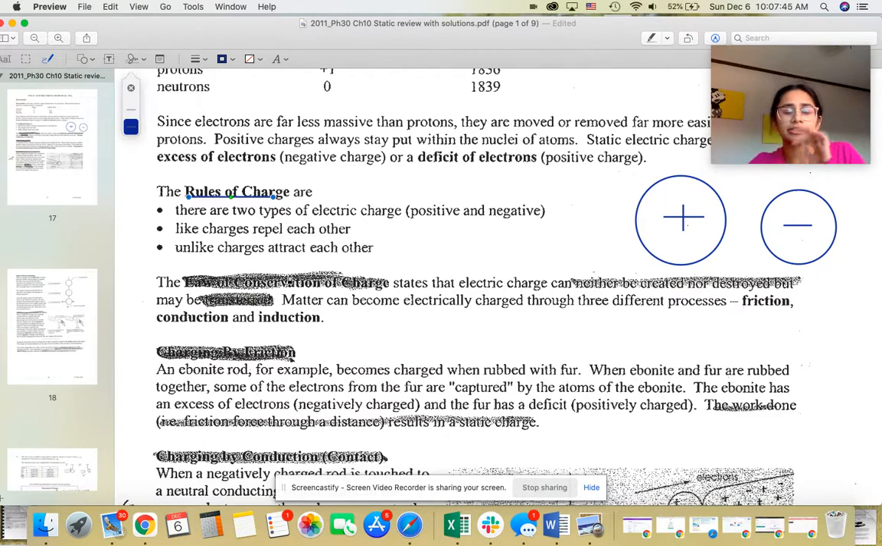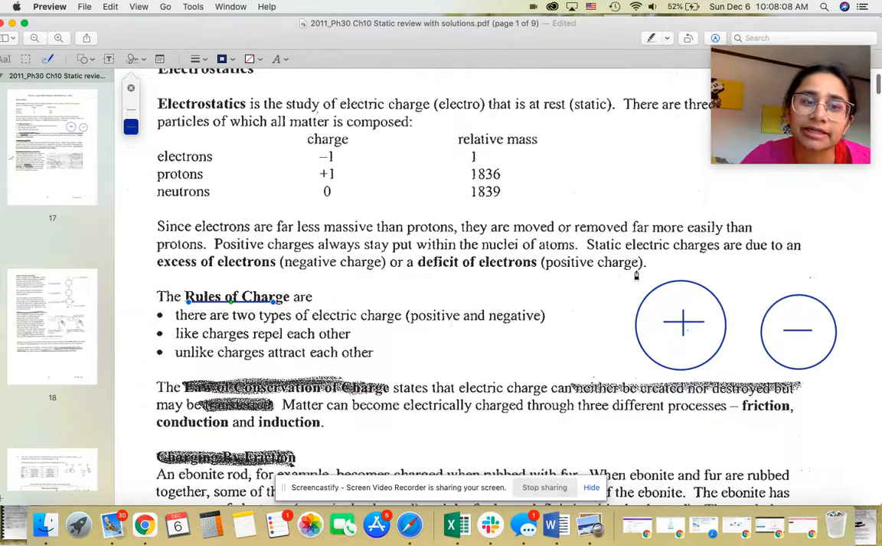Now, the rule of charges is a really big rule in electrostatics because it basically governs the way that we look at things and how matter behaves with each other. The rule of charge has three properties within it. The first one is that there are only two types of electric charges, and we dissected that in the first little bit here.